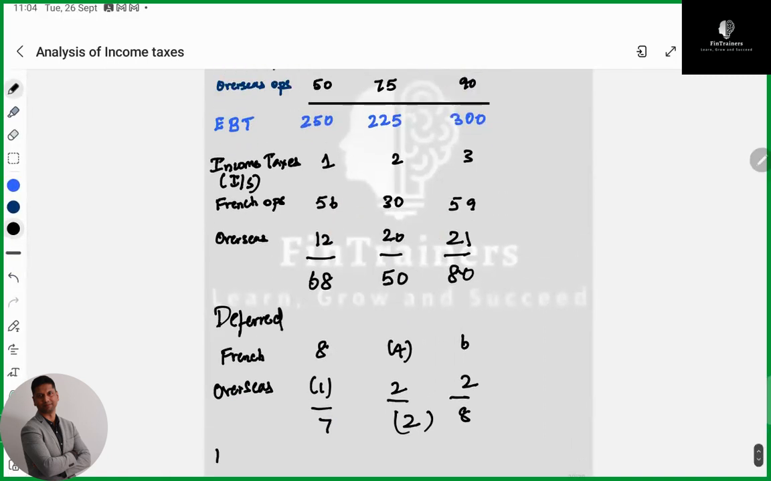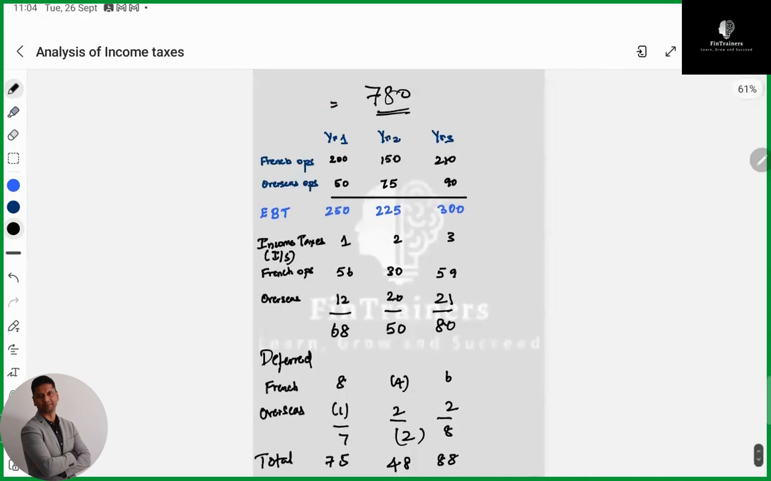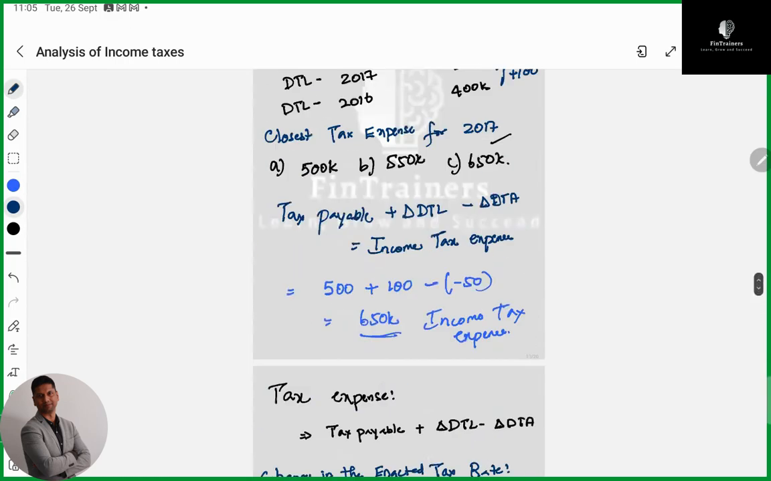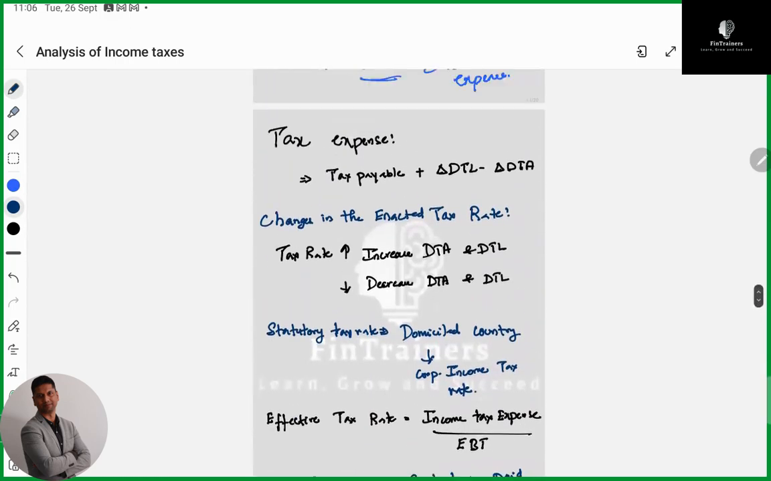So we can also have a total 75, 48, 80 plus 8 is 88. Calculate the effective tax rate. For which year? Year 1. And say which is the highest, year 1, 2, or 3. Effective tax rate, what is the formula? If you go back to the formula, what did we say there? Income tax expense. And what is income tax expense?